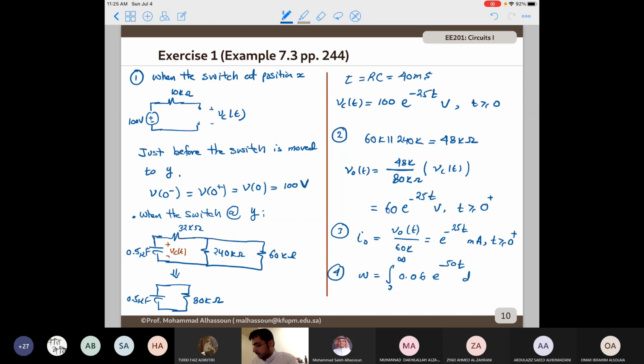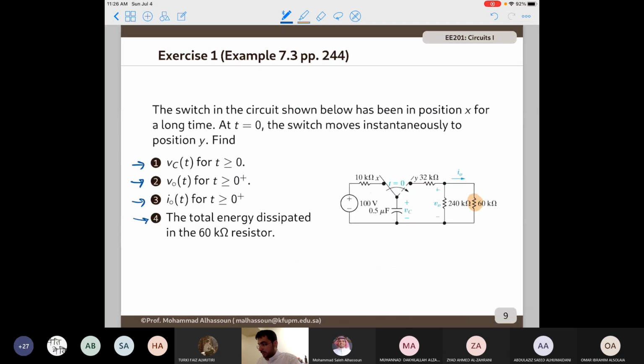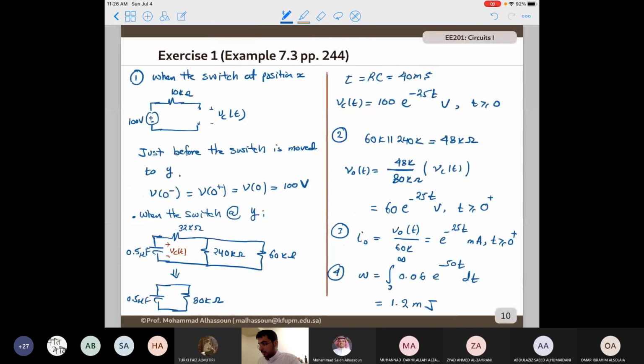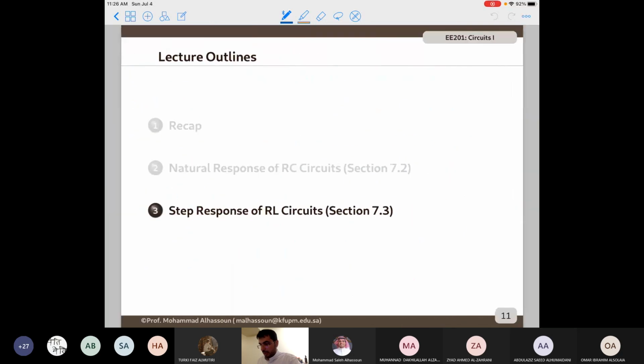Yeah, doesn't matter in this case. So this is going to be 1.2 millijoule. So this is the energy dissipated in the 60 kilo ohm resistor. Okay.